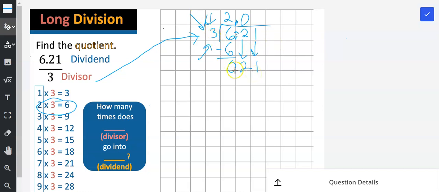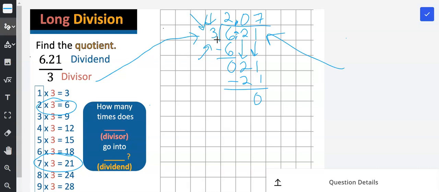How many times does 3 go into 21? And I look back at my chart, and I see exactly 7 3s gives me 21. So I put a 7 at the top. 7 times 3 is 21, so I put that below 21, and then I subtract, and I get a remainder of 0, and you can see that there's nothing to bring down. So if there's a 0 here and nothing to bring down, then we are finished.